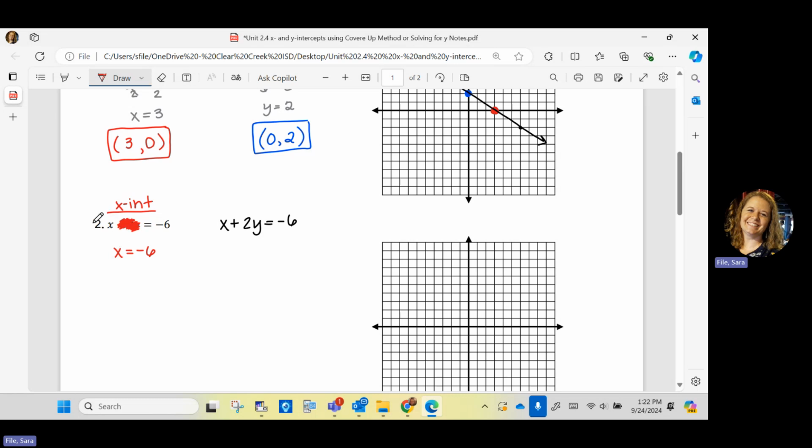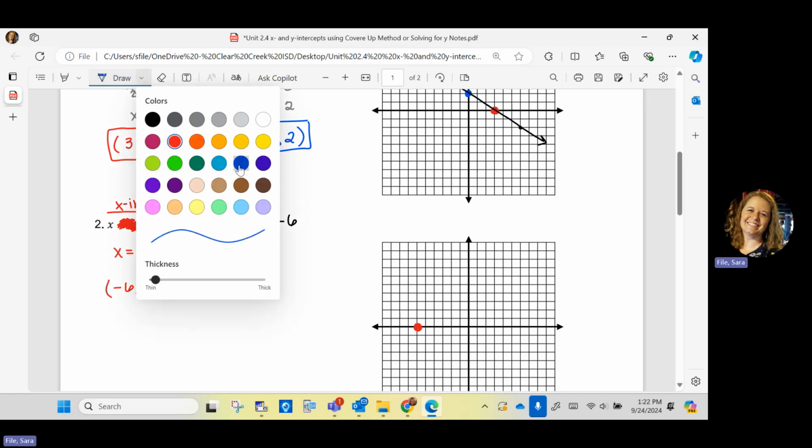This 2, that's the number from problem 2. That's not in the equation. In the equation, x does not have a coefficient, so there's not even anything to divide over. So it's simply -6, 0, and I'm ready to plot that. So there's my x-intercept at -6, 0.